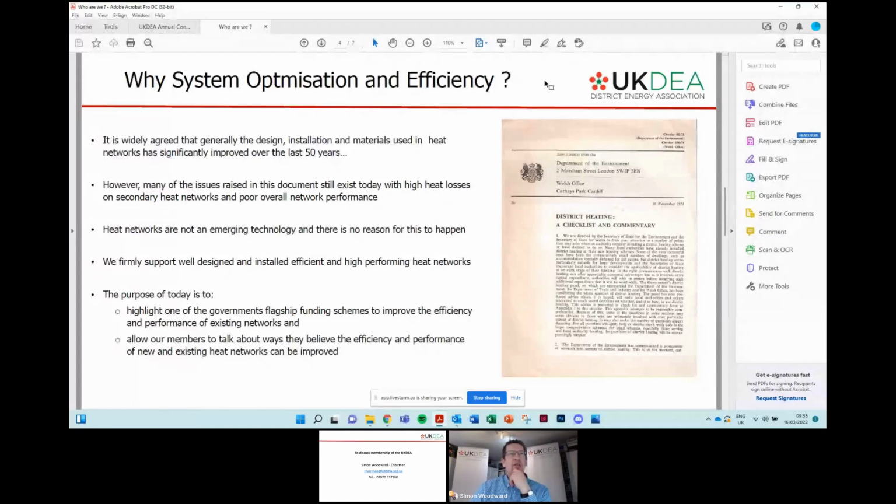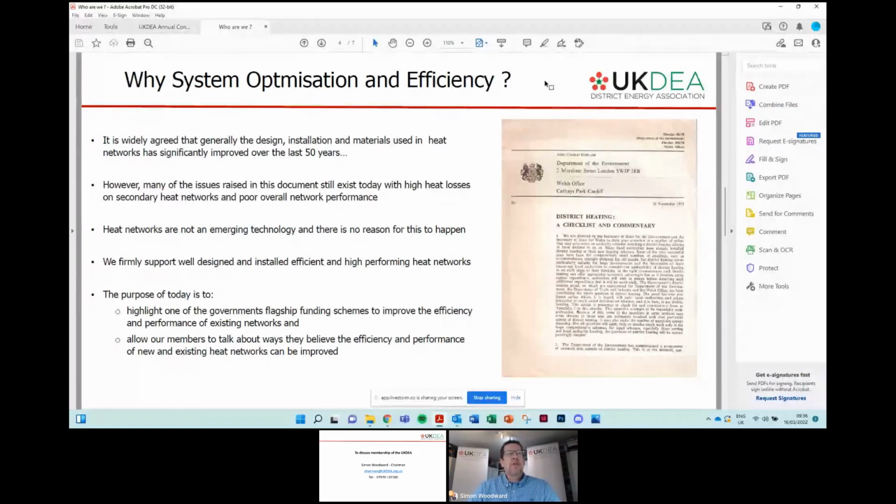Disappointingly, many of the issues raised in that document still exist today, with high heat losses on secondary heat networks and poor overall network performance. Heat networks are not an emerging technology, so there's no reason for that to continue to happen. And we firmly support well-designed, efficient and high-performing heat networks.